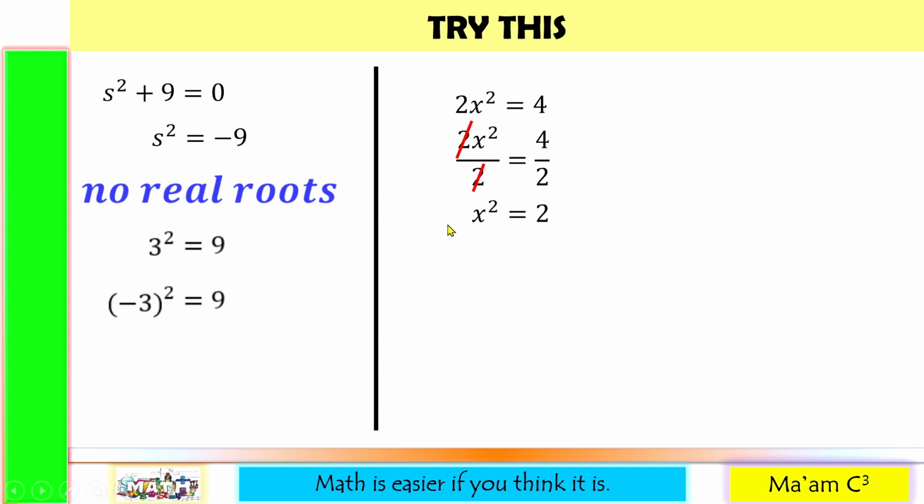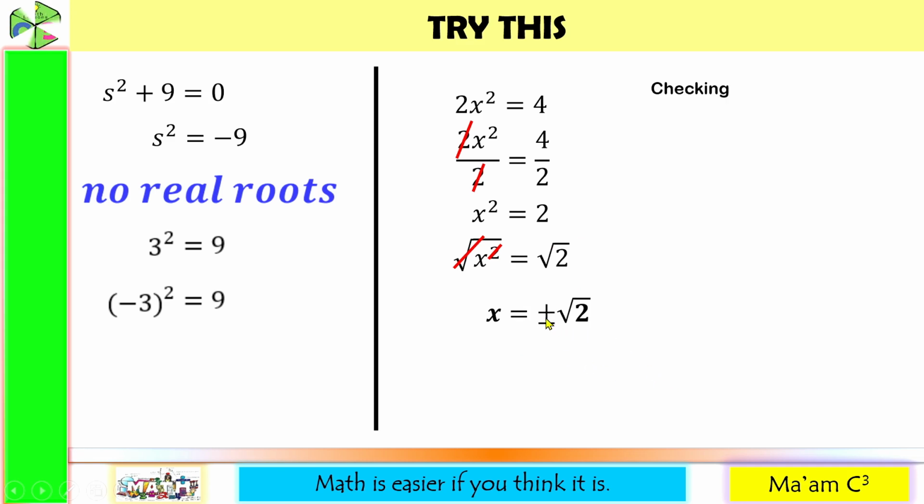Since the numerical coefficient of x squared here is just the invisible 1, we can now extract the square roots of both sides. So this square root and exponent 2 will just cancel out. Our c is greater than 0, so we are expecting two roots, positive and negative. But since square root of 2 is not exact, we'll just write positive and negative square root of 2. Let us check our work.